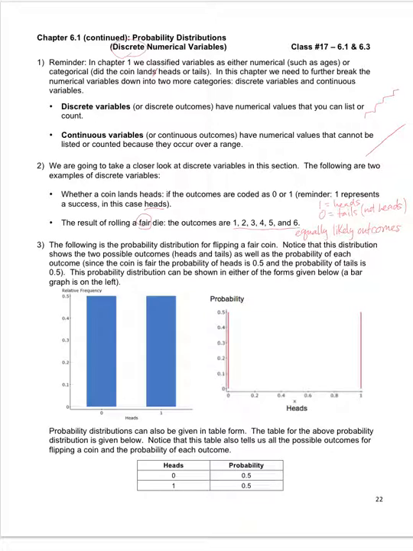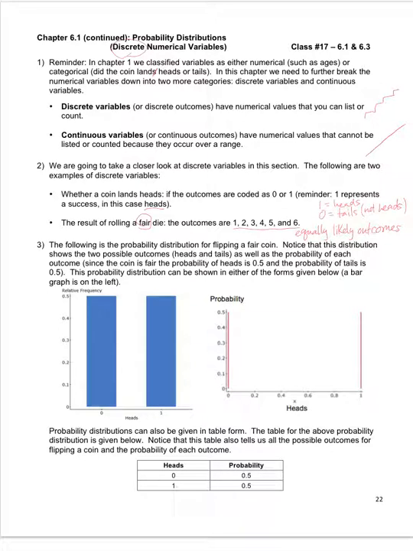Right, number 3, the following is the probability distribution for flipping a fair coin. Notice that this distribution shows the two possible outcomes. We've got heads and tails, as well as the probability of each outcome. And since the coin is fair, the probability of heads is 0.5, and the probability of tails is also 0.5.